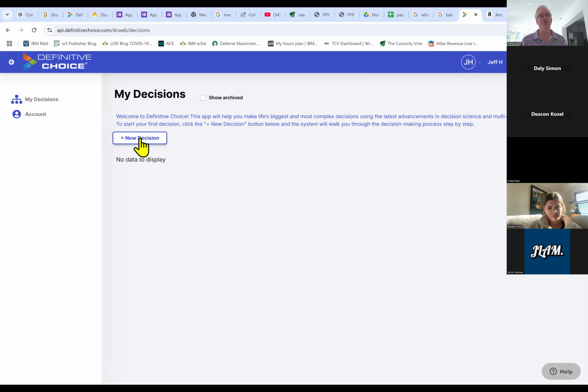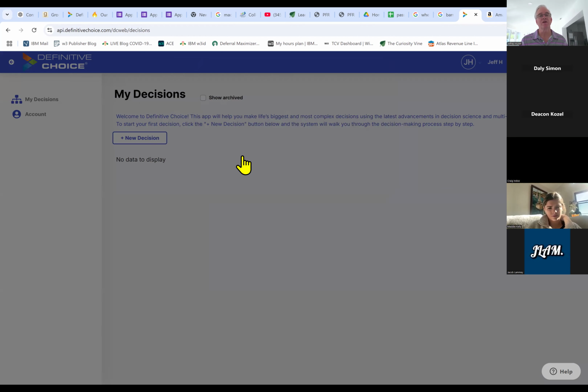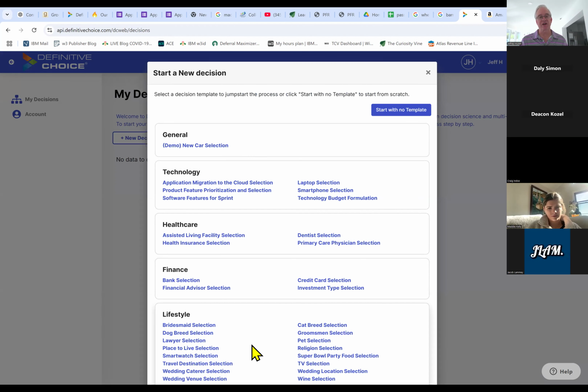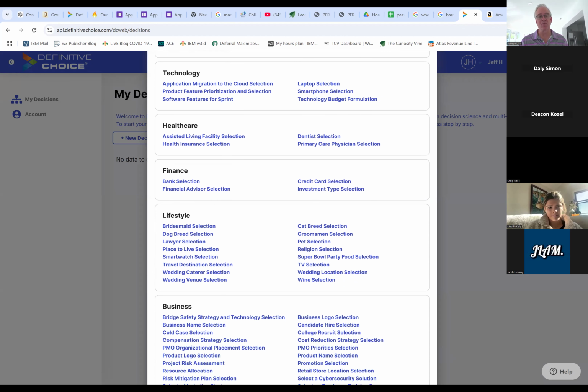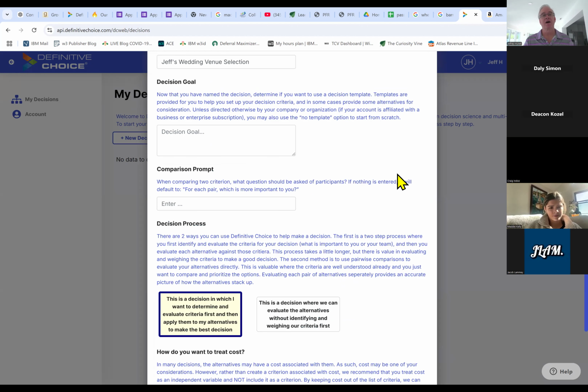So go to the new decision. Again, you go down to the lifestyle section here. And if you'll notice on here, there are lots of different lifestyle selection things that you can choose from, most of them related to weddings. You're going to use the wedding venue selection. Okay. You can pretty much use all these default settings. It's just called Just Wedding.